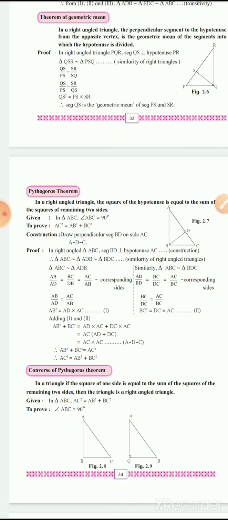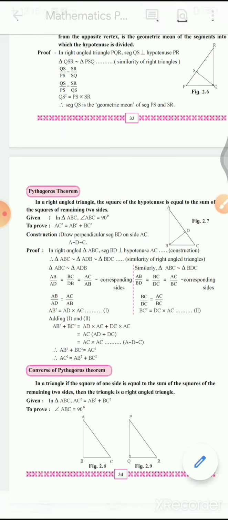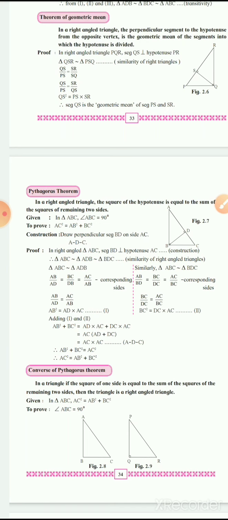Now here we have to use only BC square. So where is BC? These two pairs which have BC we have to take. Means BC upon DC is equal to AC upon BC. So by cross multiplication BC into BC, that is BC square, is equal to DC into AC. Number 2. Here statement 1 and 2.